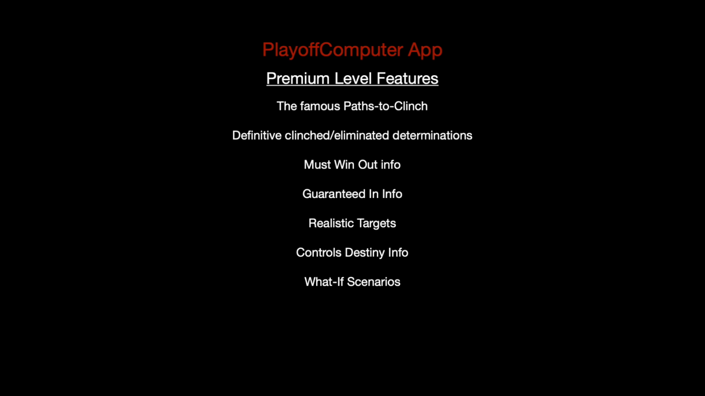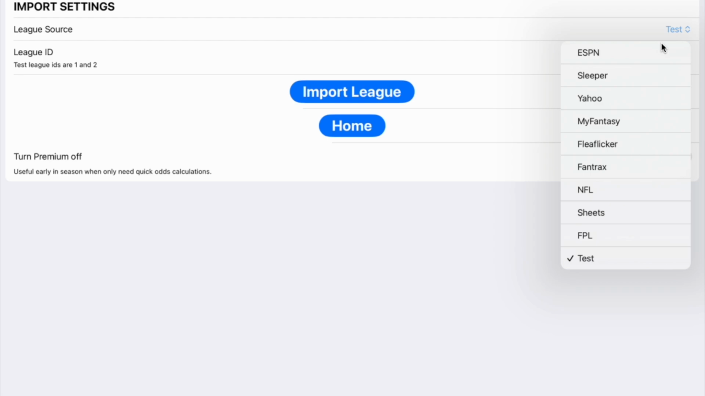The app can import league data from most of the popular hosting sites, ESPN, Yahoo, Sleeper, and more. There is a companion Google Sheets template that can be used for leagues that can't be automatically imported.